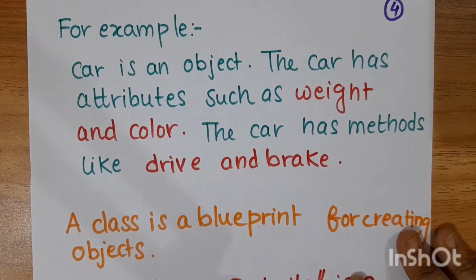For example, suppose you have a car and the car is an object. The car has attributes, like the weight of the car and the color of the car. The car also has methods: how to start the car, how to drive the car, how to apply the brake. So these are the methods, and these are specific to a particular object. Color, weight, mode of driving, applying brake, these are specific to an object.